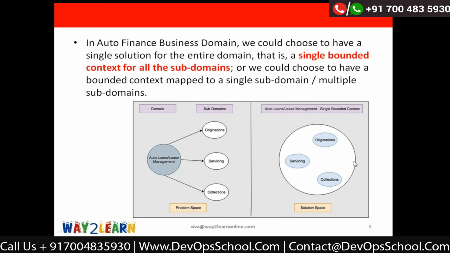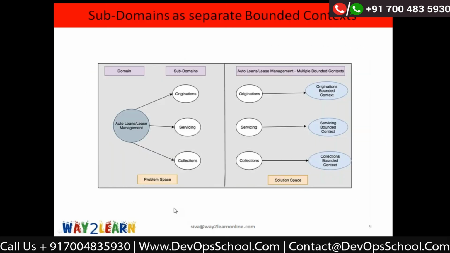It should implement the functionalities for the whole domain, right? So if I decided to implement a monolithic application, there will be only one single bounded context. Or suppose if I decided to implement microservices, I can have 3 bounded contexts. For each subdomain, I'm going to create one application. Origination is one bounded context, servicing will be one bounded context, etc.